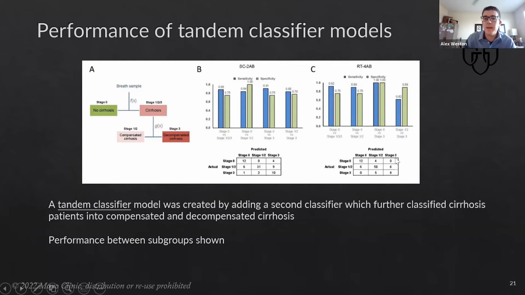And so I know there's a lot of numbers here. The one that I want to highlight is our best performance came from separating out stage 3 cirrhosis patients from our healthy controls, which is this graph here, which is exactly what you would expect. This is where there's the most obvious difference in advanced disease versus our healthy controls.